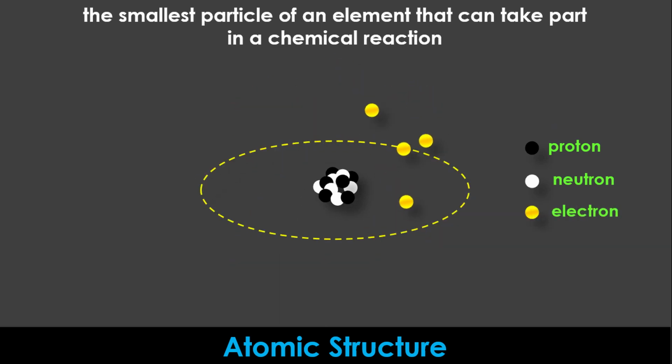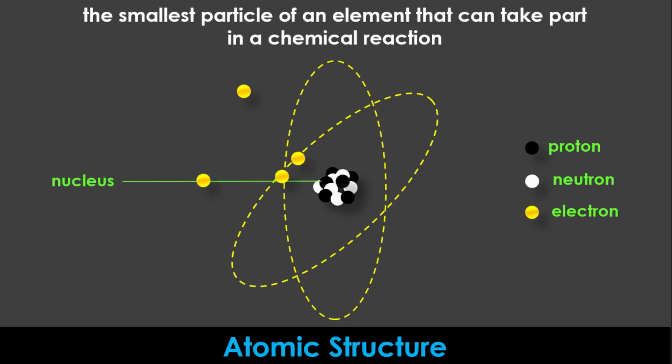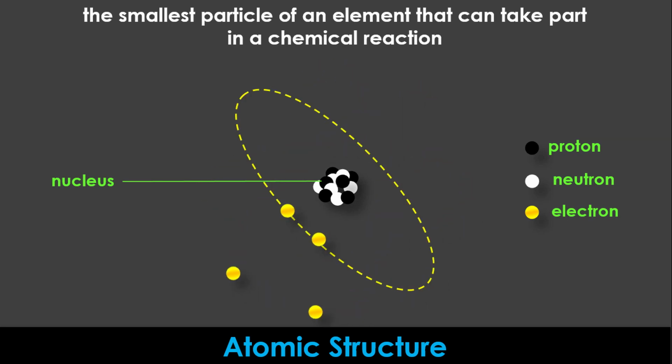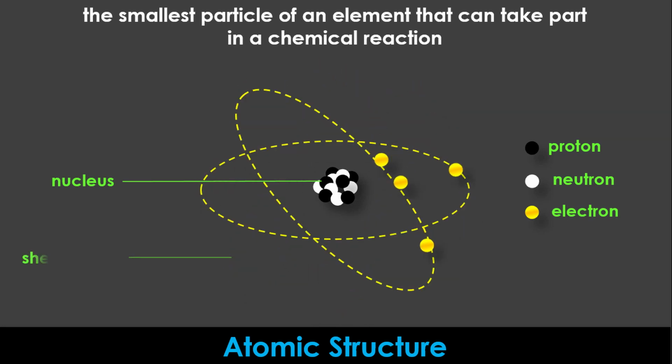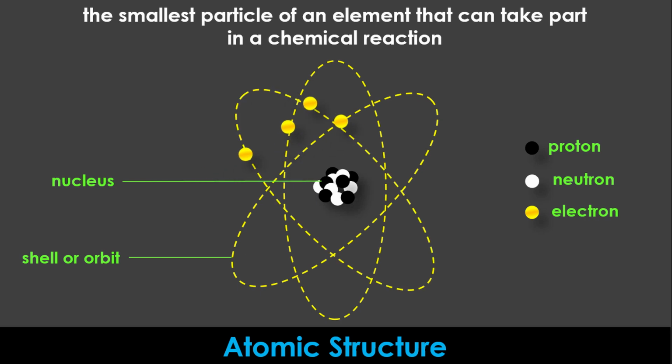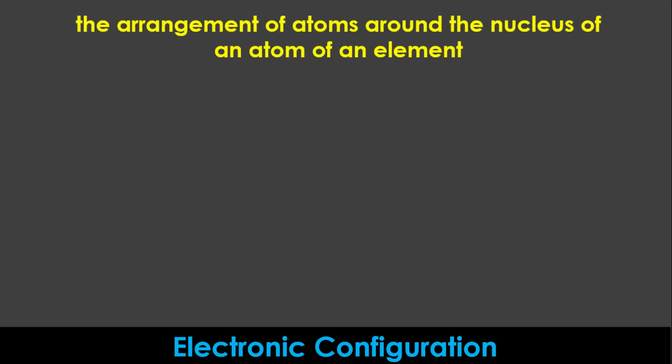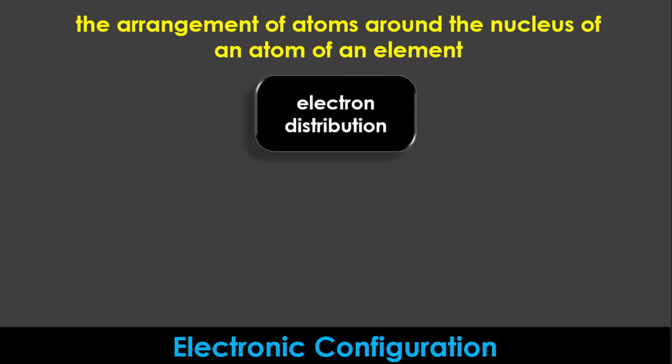While the protons and neutrons are found in the nucleus of the atom, the electrons revolve round the nucleus in electron shells or orbits. Electronic configuration is simply the arrangement of electrons in an atom. In other words, it is the way electrons are arranged around the nucleus of an atom of an element. Electronic configuration can also be called electron distribution.